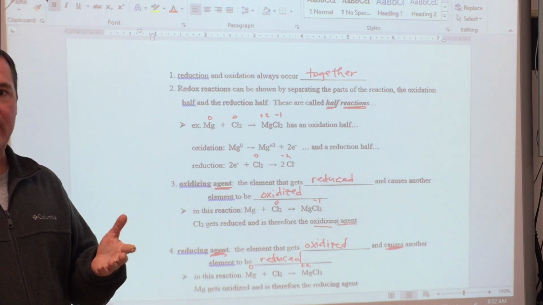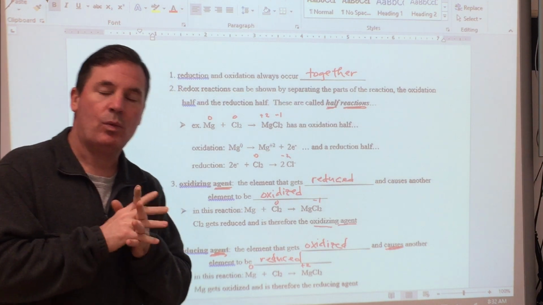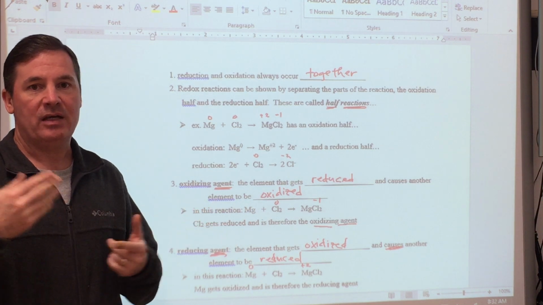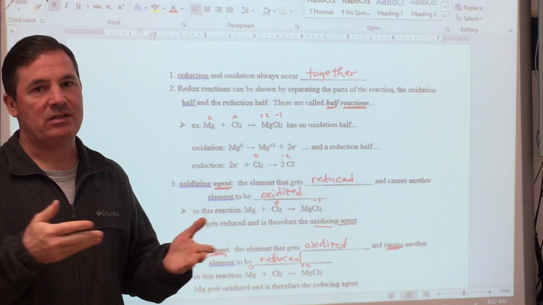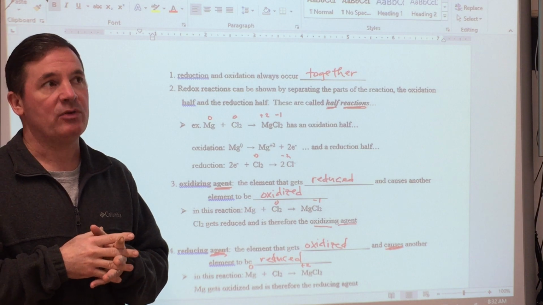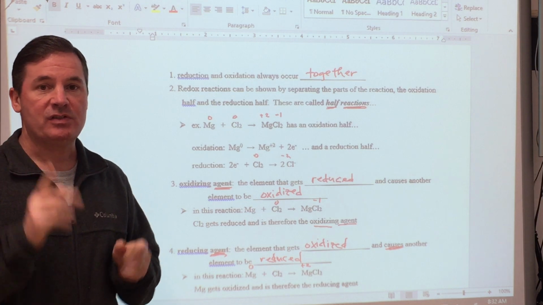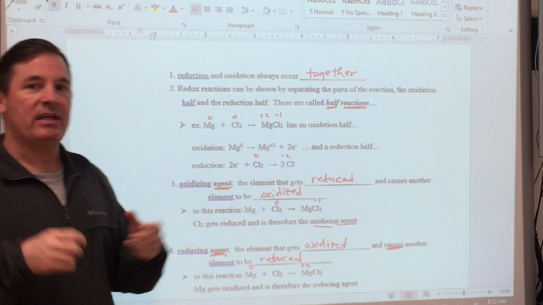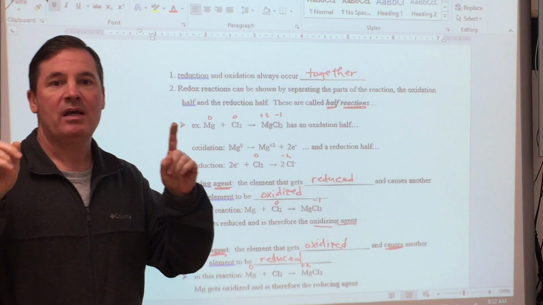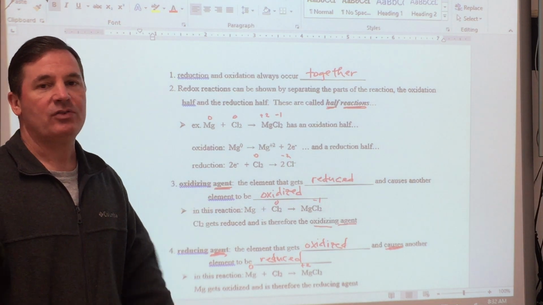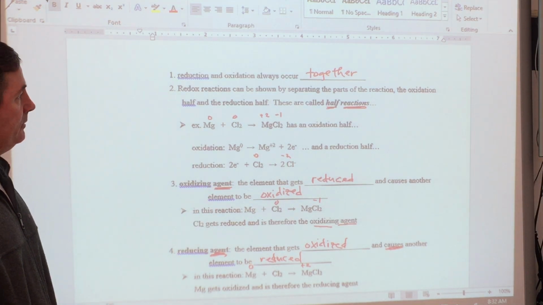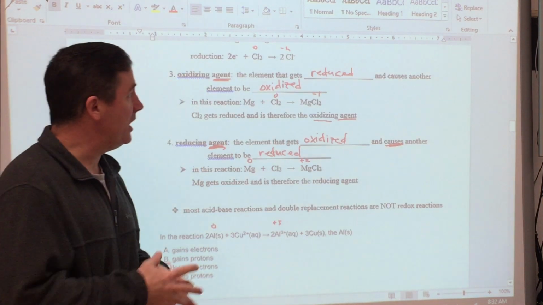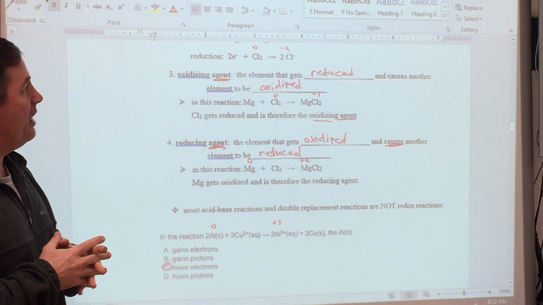Okay? The other thing to recognize is whether it is a redox reaction or not. Essentially, if it's a double replacement reaction, it's not going to be a redox reaction. If it's a single replacement, it's going to be. All right? A lot of times, a neutralization reaction between an acid and a base is also not a redox reaction.